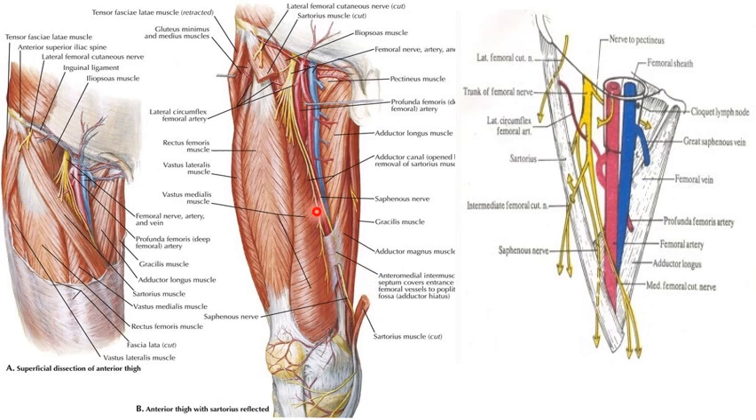So this is the sartorius which has been cut. Just behind the sartorius is the adductor canal, because the roof of the adductor canal is formed by sartorius. So here this is the adductor canal. In the adductor canal, it is the saphenous nerve which is anterior, right?